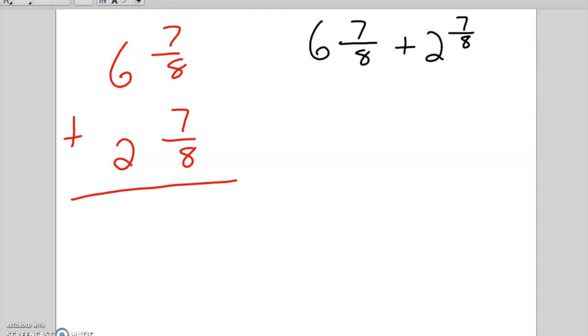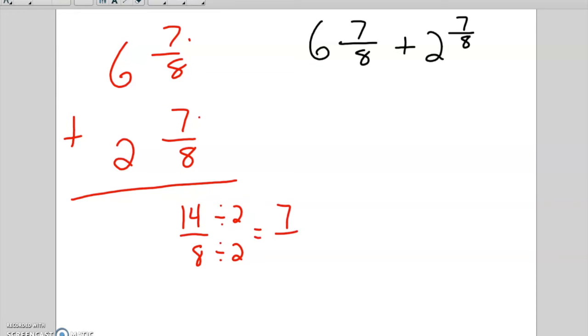Alright, so we start with the fractions. And they're already both 8s. Made it easy on ya. So the bottom is 8, and 7 plus 7 is 14. Now that's not in simplest form, is it? No, because they're both even. So divide top, bottom by the same number, it'll be 2.